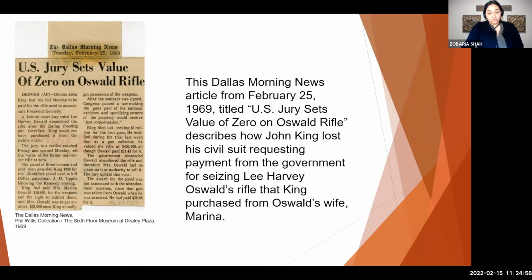So he sued and said, I want this gun back. And they're like, I'm sorry, it does not belong to you. She sold you something that she could not provide you. So it shows that they set the value of the rifle as zero. So they didn't owe him anything.